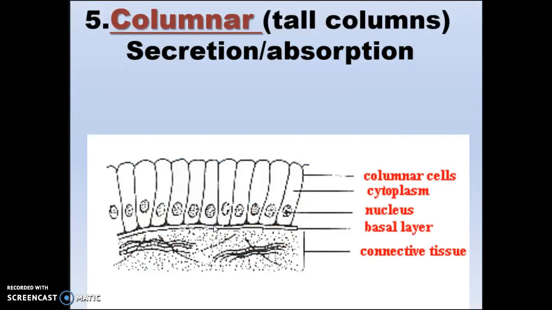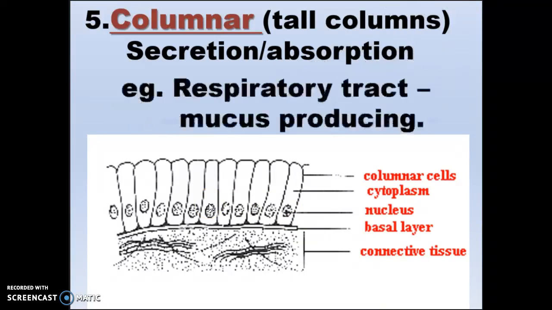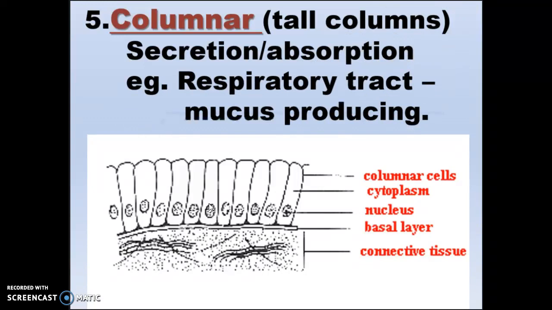All right, columnar means columns. So you get these tall column-shaped cells. This is simple columnar, very easy to see. One layer thick, tall columns, and the nuclei are all in the same spot, so it's really easy to see it's columnar, simple columnar. And that's for secretion and absorption. So the respiratory tract has mucus-producing cells like this, which they call goblet cells because they produce mucus, kind of like on a goblet, you know. So those would be columnar, simple columnar.